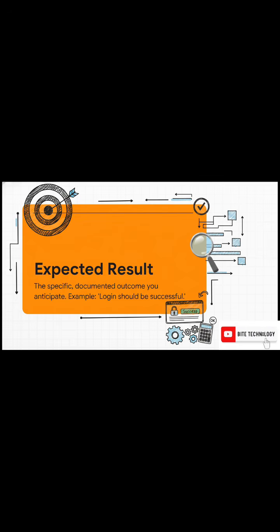It's the specific, documented outcome you think you're going to get. For our login, it's pretty simple. Login should be successful. Writing this down beforehand is so important. Imagine you're testing a complex financial calculation. A tiny error might be impossible to spot unless you've already defined the exact result you expect, right down to the last decimal point.